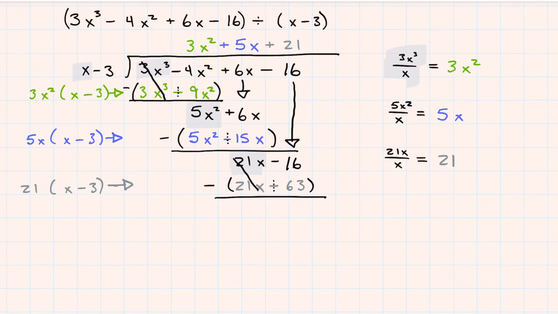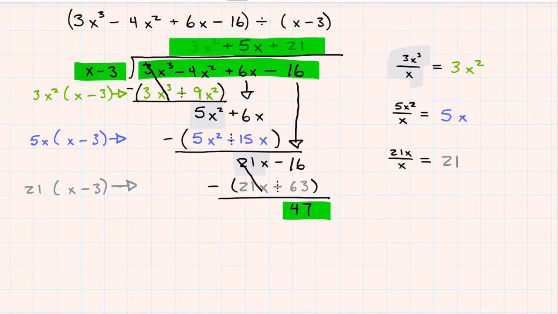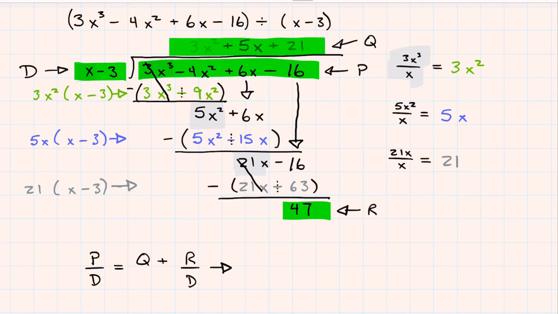So the 21x minus 21x just cancels. Minus a negative becomes plus. Negative 16 plus 63 is 47. Because we've used everything now, this is everything. So that 47 is the remainder. The 3x squared plus 5x plus 21 is the quotient. The dividend is underneath the sign, and the divisor is x minus 3.